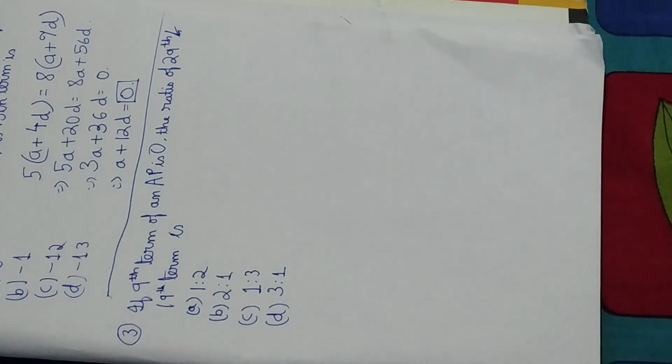This is the next question for you all. It says, if the 9th term of an AP is 0, the ratio of the 29th and 19th term of the AP is: option A, 1 is to 2; option B, 2 is to 1; option C, 1 is to 3; option D, 3 is to 1. I will wait a few seconds while you pause the video and try the question out and check the answer for verification. If you couldn't solve, check my solution.